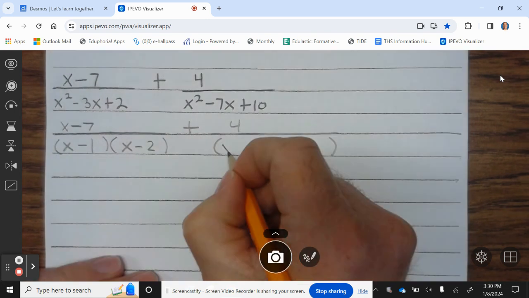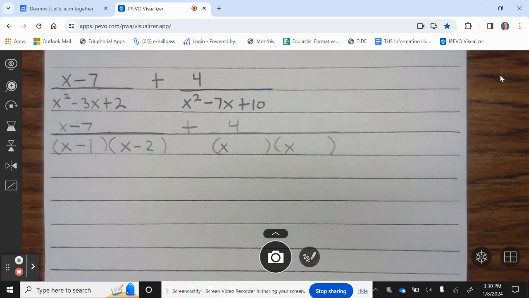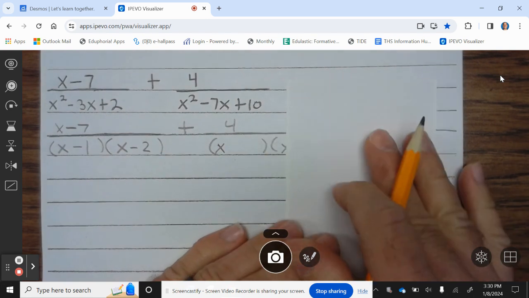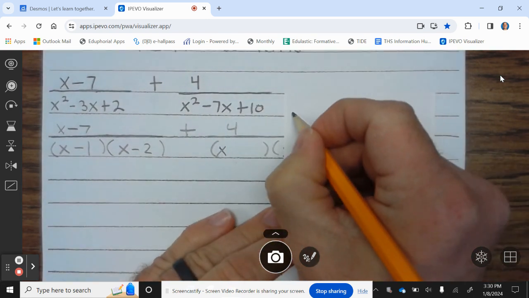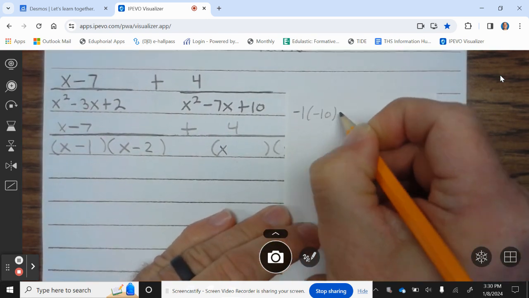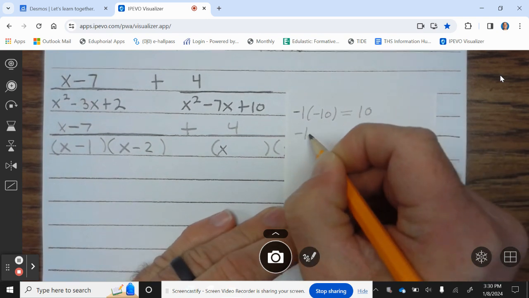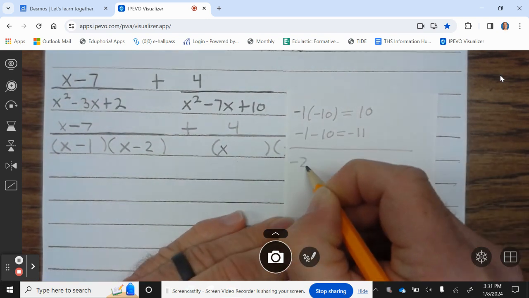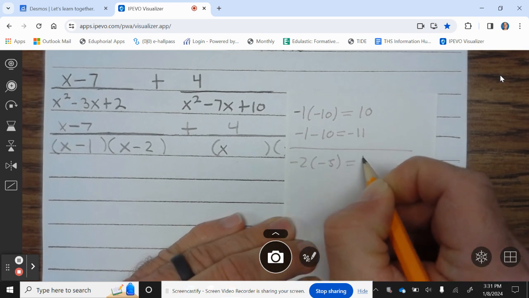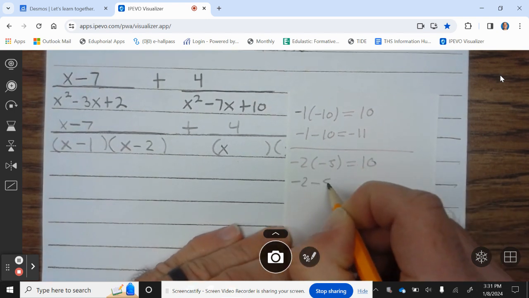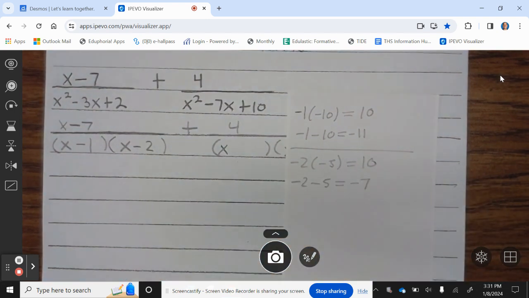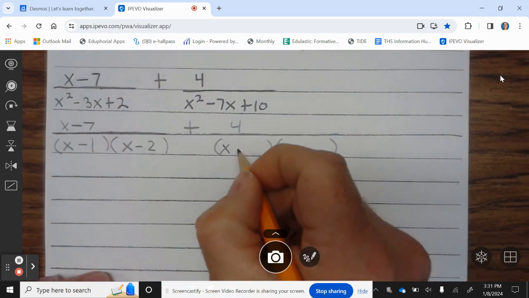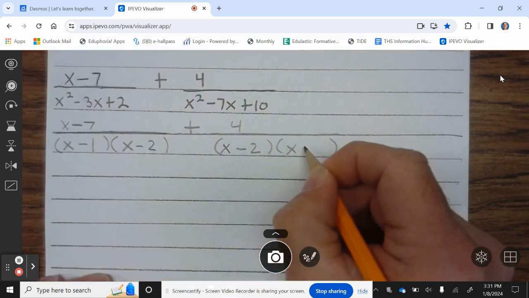Okay, we know that x and x makes x squared. Now we need to figure out what numbers multiply to give you 10 and combine to be negative 7. So negative 1 times negative 10 is positive 10. Negative 1 minus 10 is negative 11. That doesn't work. Negative 2 times negative 5 is positive 10. Negative 2 minus 5 is negative 7. That works. So our factors are x minus 2, x minus 5.